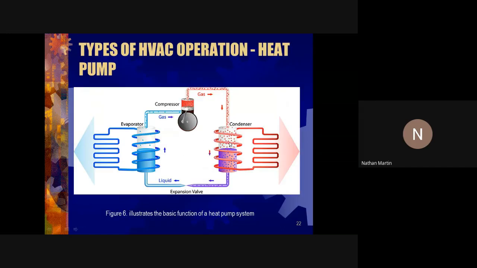So basically, we're going to look at the different types of HVAC operation, right? This is the heat pump type. This is actually the most basic type of AC system, right? We have our compressor here. We have our evaporator. We have the liquid flow. We have the expansion valve, which is basically a check valve type of thing, right? And we have our condenser here. All right, so these are basically the main components of this type of system.